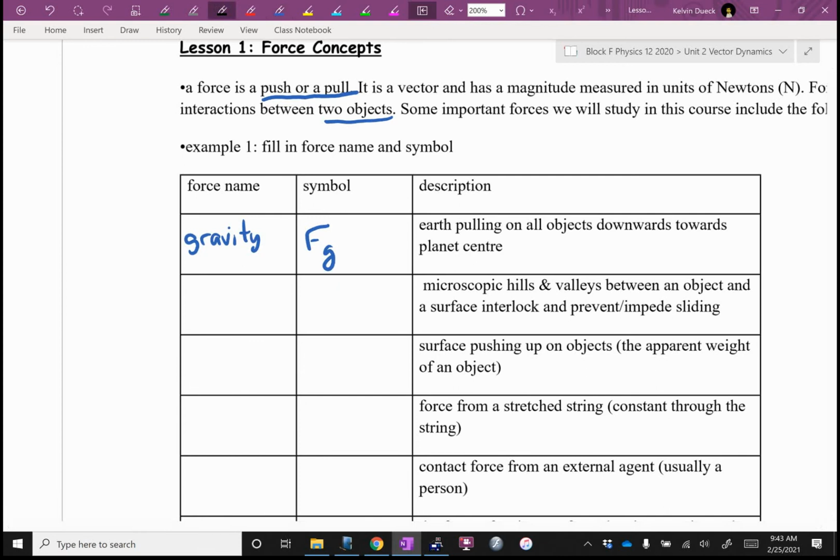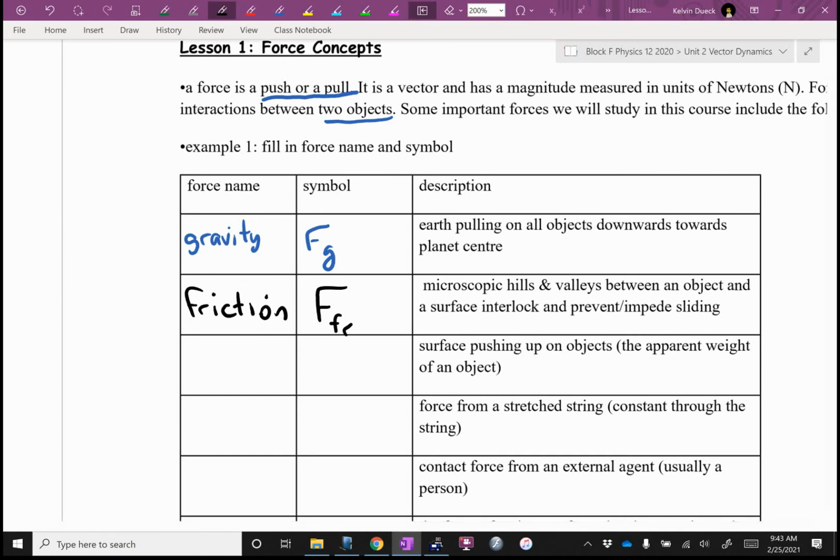What did we call the force that could be described as the microscopic hills and valleys between an object and a surface that interlock and prevent or impede sliding? That's the fancy term for friction. And my abbreviation for friction was F_fr. I don't know why I put the r there. This is probably the only time in my life that I write an extra letter. If you take physics in university, or if you look at a textbook, they'll always just put an F there, but it's a habit that I can't break. I just always put the r there, sorry.